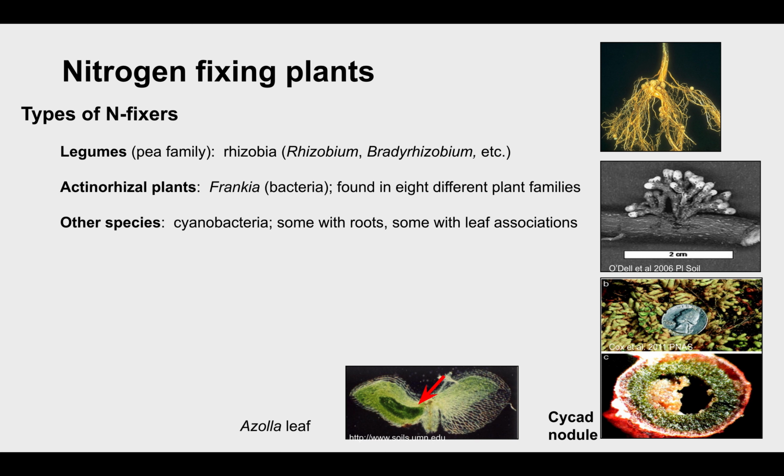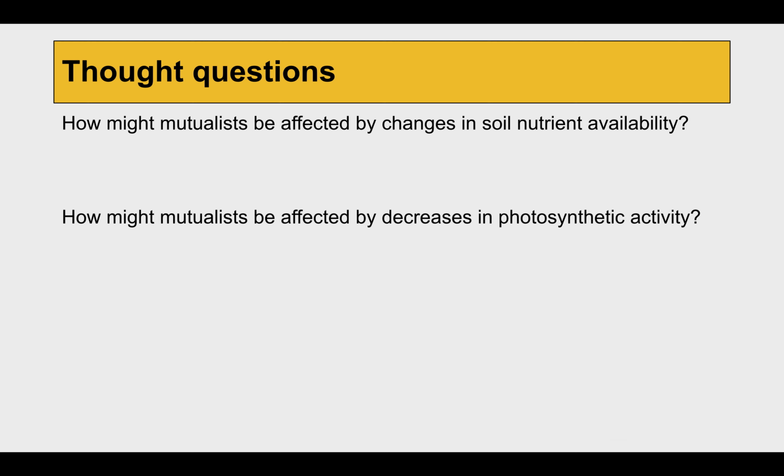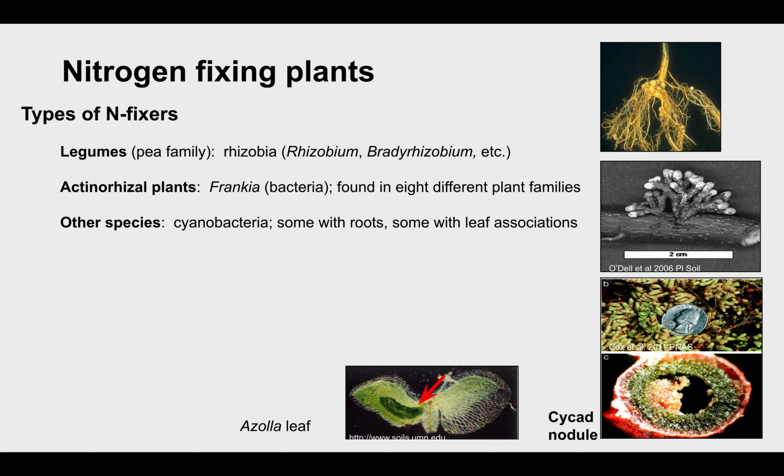Now there are a lot of nitrogen fixing plants. Oftentimes we see them in legumes, and the nitrogen fixers, or the bacteria themselves, will be rhizobia. Legumes are like the pea family. We often see them in actinorhizal plants, where the bacteria would be a genus called Frankia, as well as other species of bacteria like cyanobacteria that can often fix nitrogen. I don't expect you to know the names of the different nitrogen fixers here. I just want to give you some examples of what is out there.